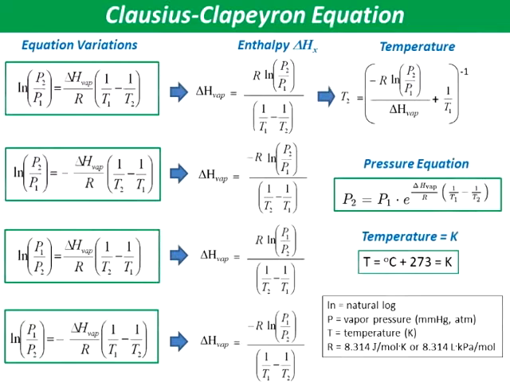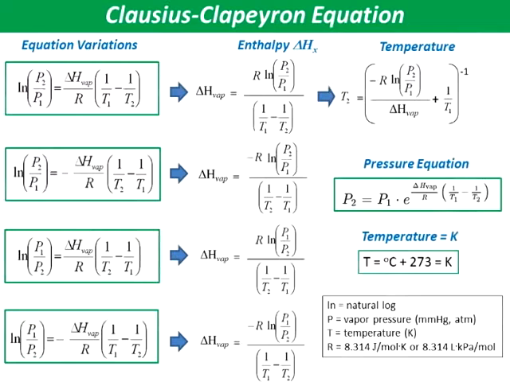So we have four of the variations shown on the left side of this slide. In the middle, we have a popular variation of this where we solve for delta H. We also have, on the far right, the pressure equation. Note also that temperature is in Kelvin when doing Clausius Clapeyron equation problems.